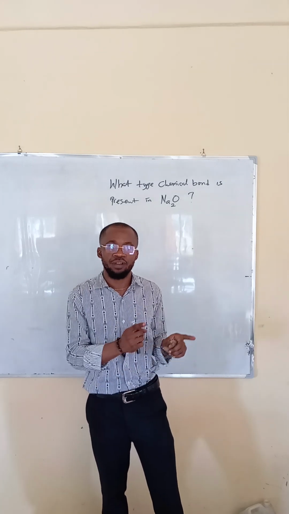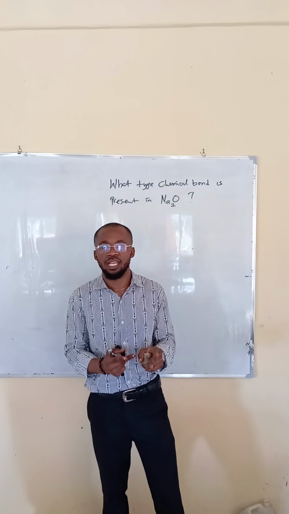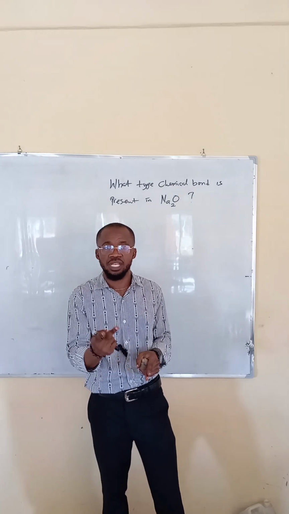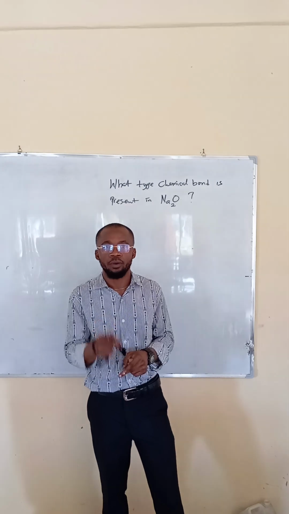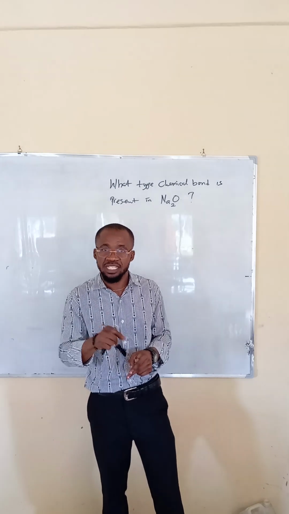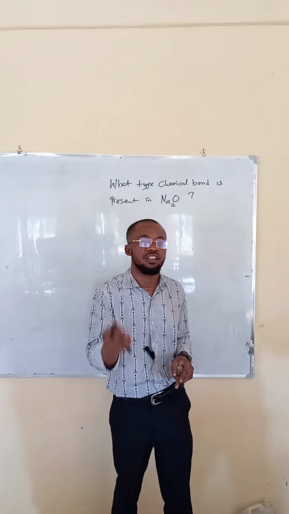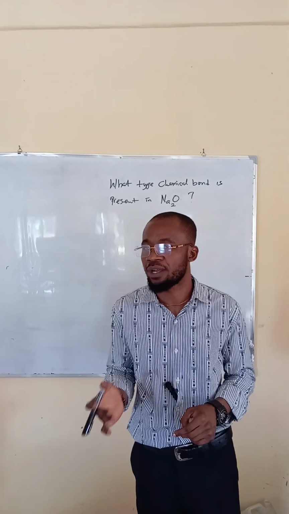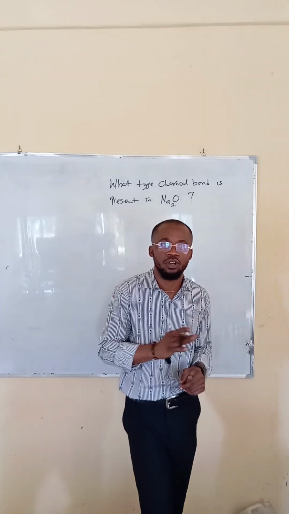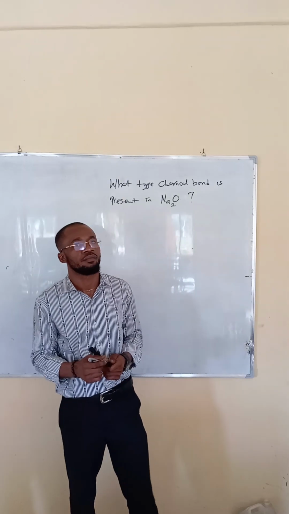Now, in ordinary covalent bonding, the electrons they share are brought in by the two participating atoms. But in coordinate covalent bonding, called dative bond, the electrons they share are brought in by one of the participating atoms. So that is what differs the coordinate from the ordinary covalent.